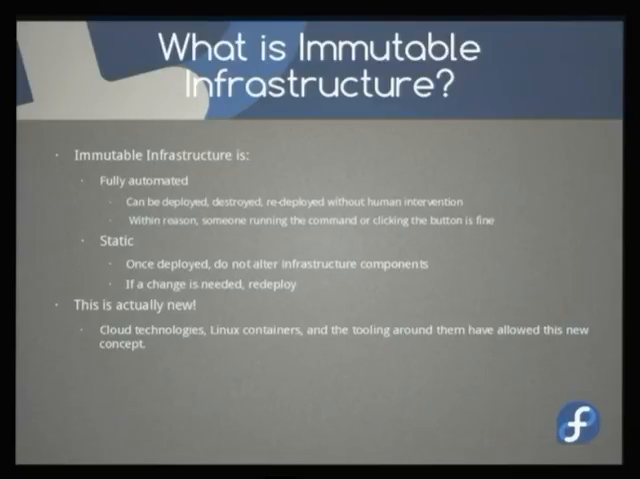Immutable infrastructure is effectively fully automated. It should be able to be deployed, redeployed, and torn down with minimal human interaction. The idea behind that is not so much that you can fire up some virtualization templates and have some kind of post-boot task run and reboot them into new updates and then run your configuration management. The goal is at deploy time, you're done. It should be static. Once deployed, you don't change it.